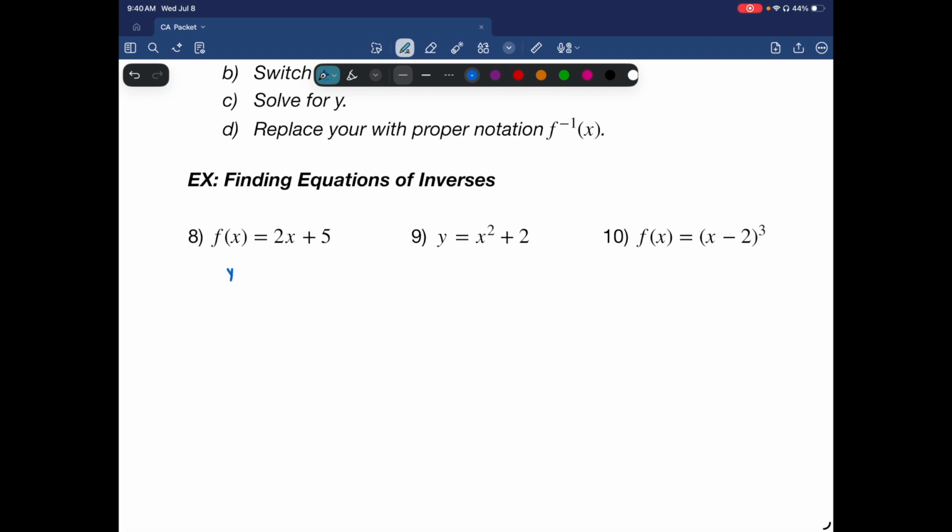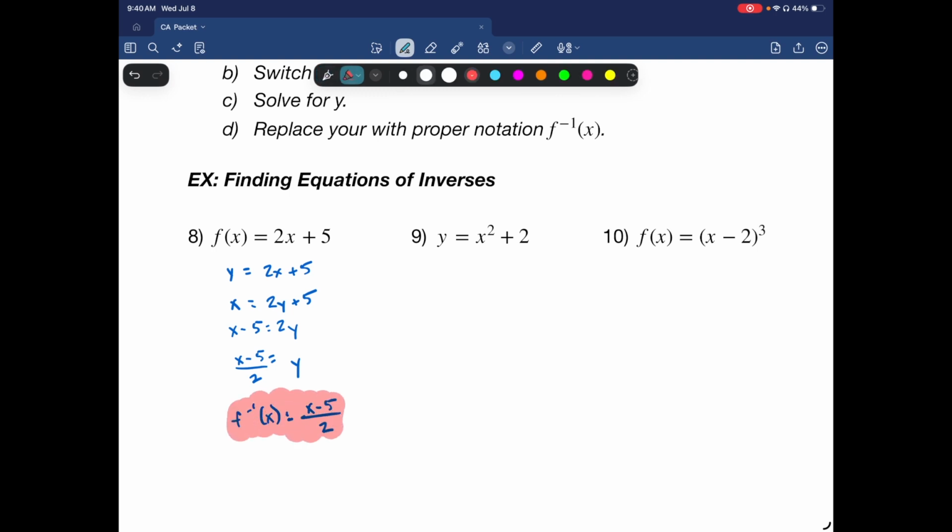So I'm going to change this to y. So I get y equals 2x plus 5. I'm going to switch x and y. So it says x equals 2y plus 5. And now I'm going to solve for y again. So this can be x minus 5 equals 2y. x minus 5 over 2 equals y. And then I put it in proper notation. So I got f to the negative 1 of x equals x minus 5 over 2. That is going to be my inverse function to that.